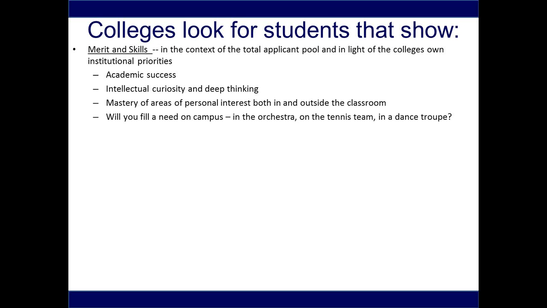Meaning, are you in the orchestra? Are you on the tennis team? Do they need more debaters? Do they need more theater arts performers? Do they have a space they need to fill in a dance troupe? And so as you can see, merit and skills is not just objectively what you've achieved, which might be really outstanding. It's what you've achieved in the context of what do they need at that time that you're applying.